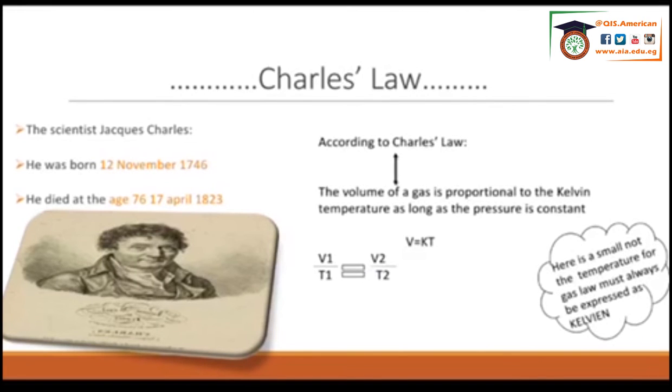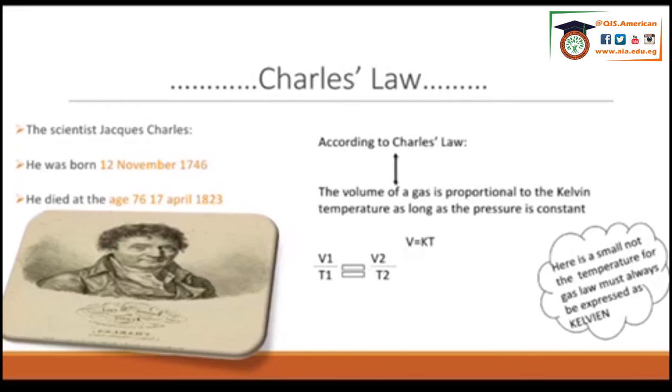Now here is the second scientist, Charles's law. The scientist Jacques Charles was born 12 November 1746. He died at the age of 76, on 17 April 1823. According to Charles' law, the volume of a gas is proportional to its Kelvin temperature as long as the pressure is constant. V over T is constant, V equals kT, and this is the rule.